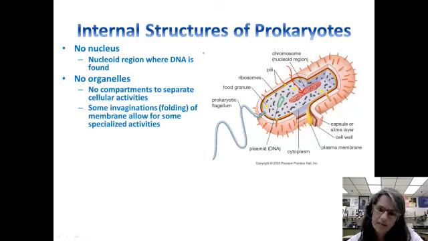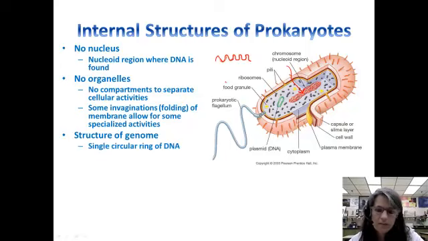However, there are some, and this diagram doesn't show it, but there are some foldings of the cell membrane that can enfold like that, and there's various chemicals embedded in the membrane that can do certain processes, but there's no compartmentalization. But there can be some specialized activity in the cells of prokaryotes because of those foldings.